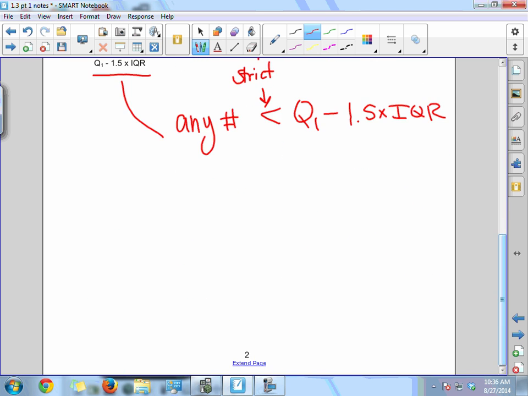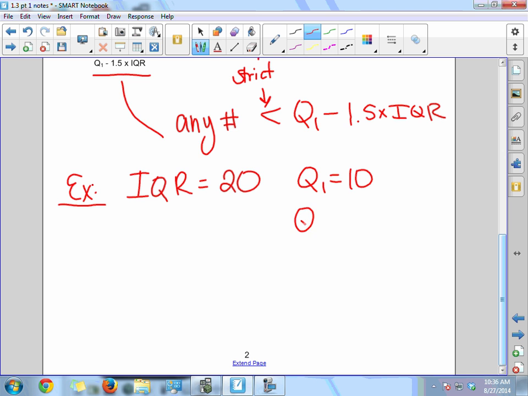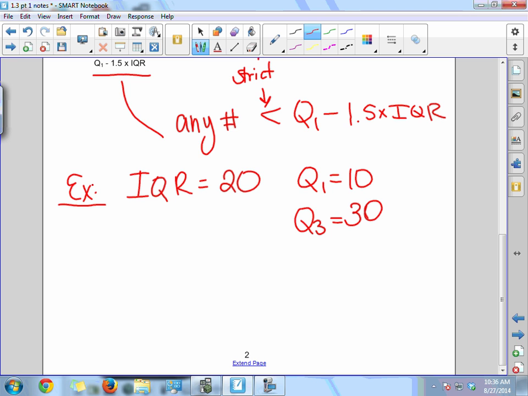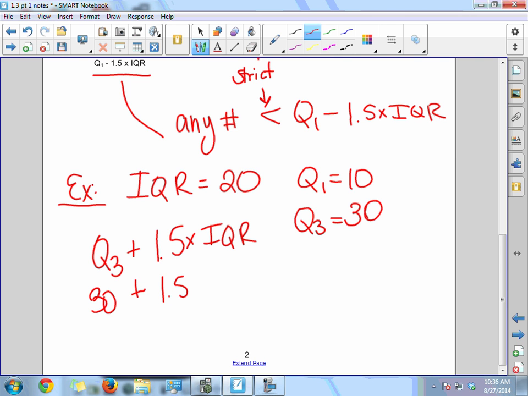So if we go down here, we know that for the 15 times, our IQR was 20, right? And our Q1 was 10, and our Q3 was, what, 30? Yeah, 30. So if we take Q3 and we add 1.5 times our IQR, this is going to be 30 plus 1.5 times 20, which is going to be 30 plus 30, which is 60.